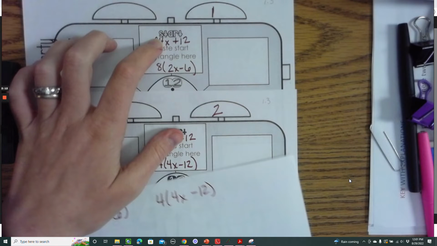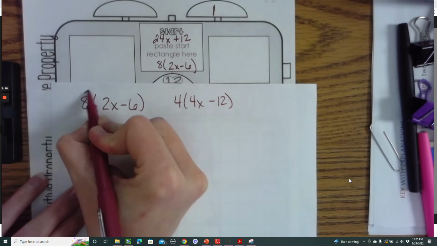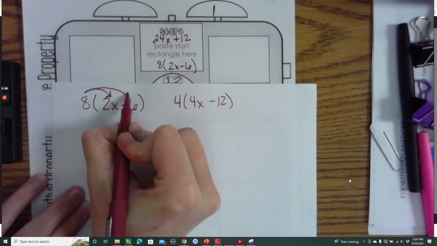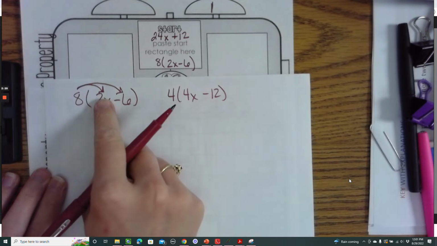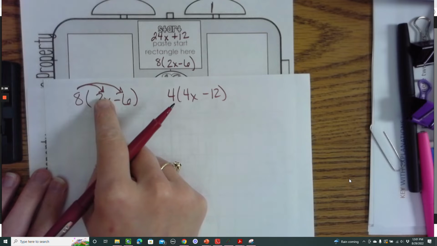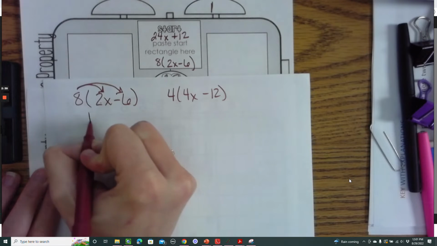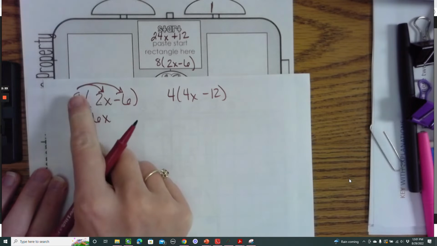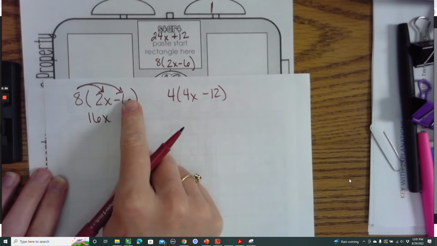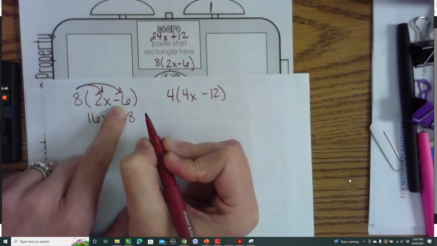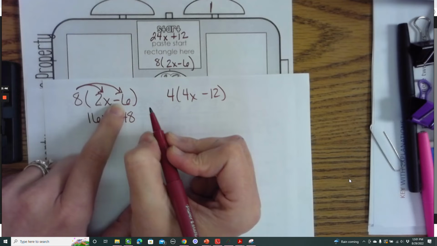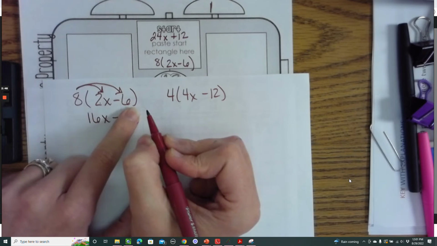Okay? All right, so here's how we use the distributive property. We multiply what's outside of the parentheses by each term, each piece inside. So 8 times 2x. Anybody got a guess? 16x. Multiply the numbers, tack the x on. 8 times negative 6. There you go. Negative 48. Remember, our signs are fluid here. We treat this subtraction like a negative sign for the 6.